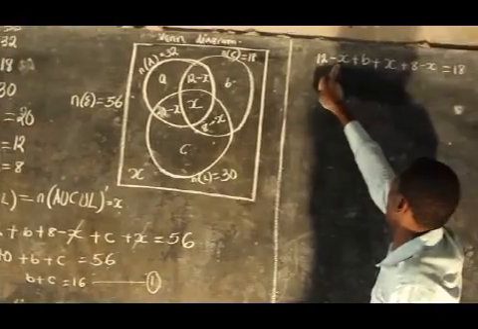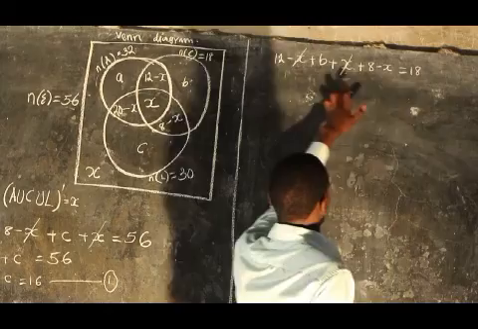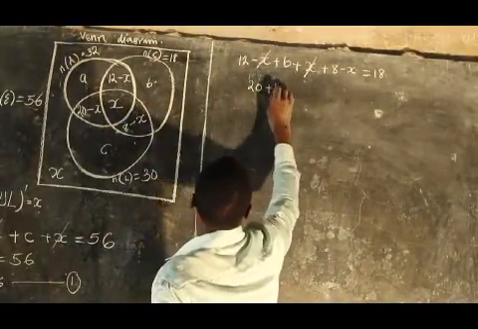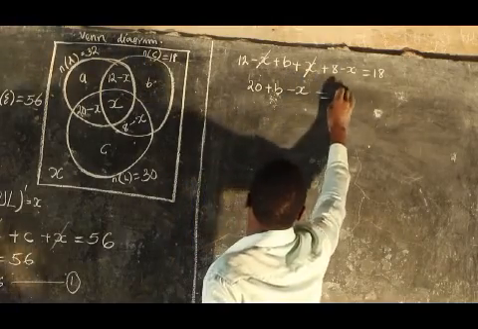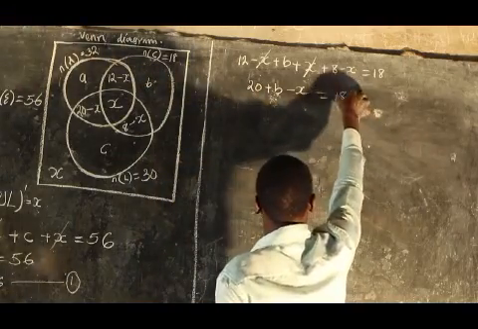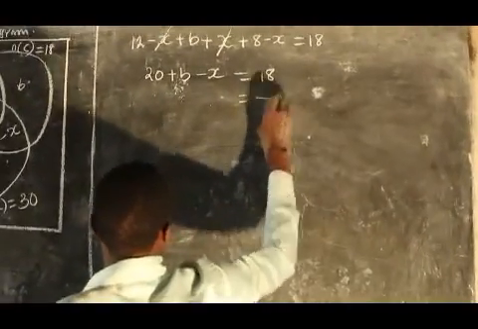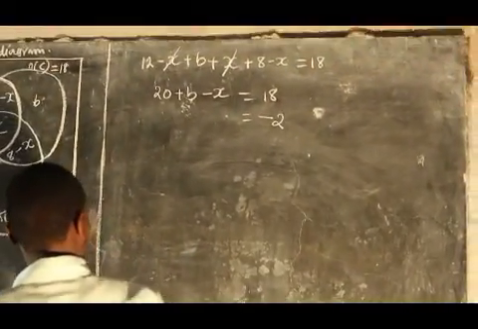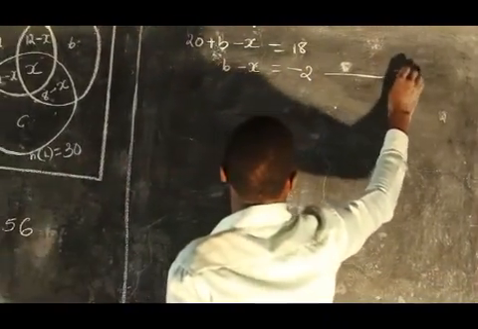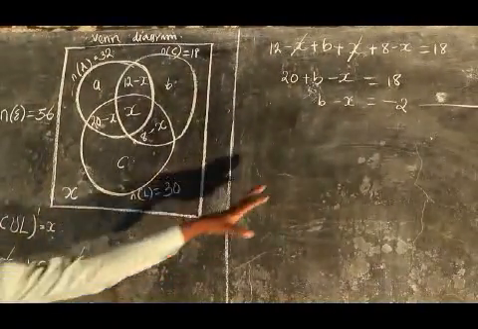Now we know this is a negative, this is a plus, so these ones are going to cancel out. We have 12 plus 8, that's 20. 20 plus b minus x is going to be equal to 18. Now we put it the other side. So it's going to be 18 minus 20. 18 minus 20 is going to give us negative 2. That negative 2 is going to be b minus x. So this is equation number 3.